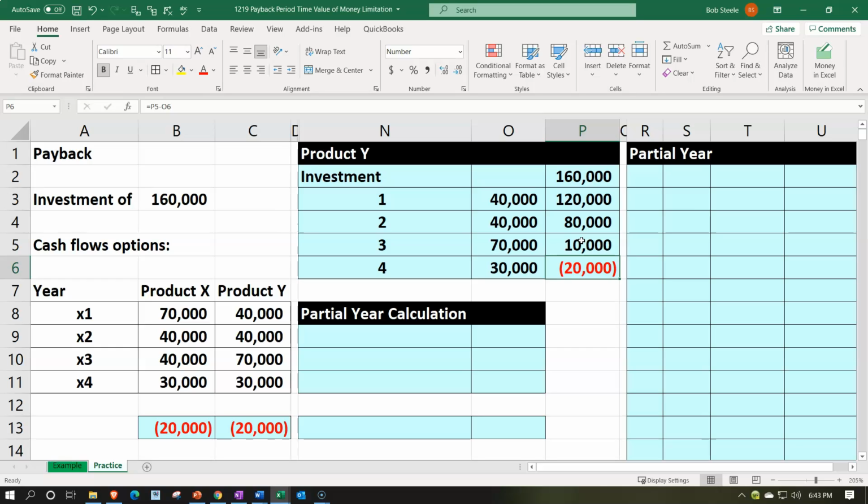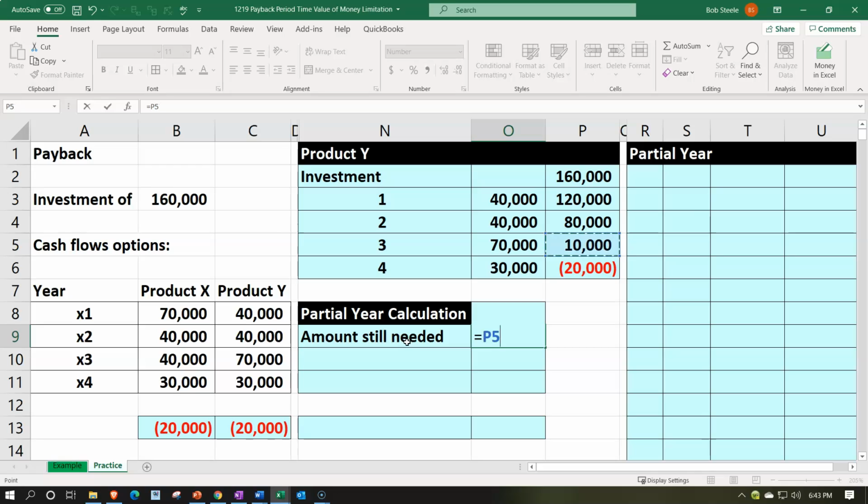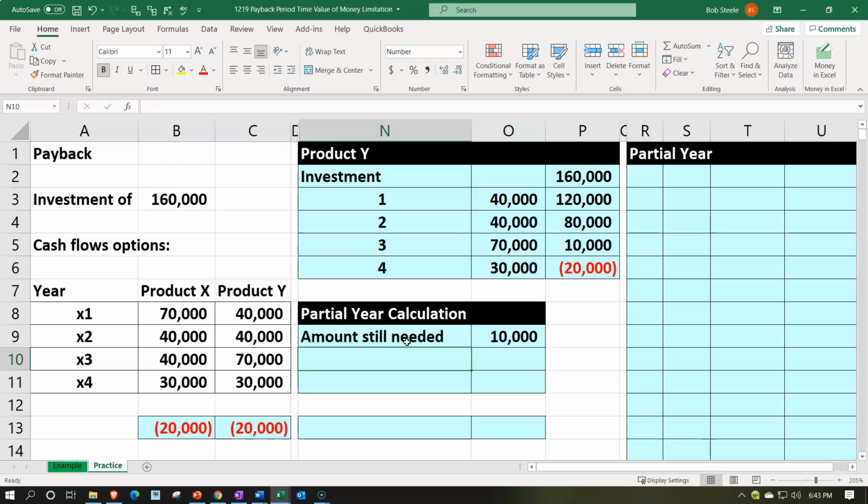It looks almost similar to the last payback period. It's going to be pretty much the same, I believe, here. So let's just double check that. We need the fraction of the year now. Fraction of the year, so that's going to be what we need, 3 something. We need another 10,000 after year 3.